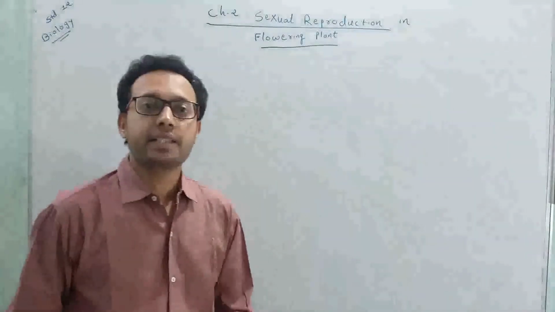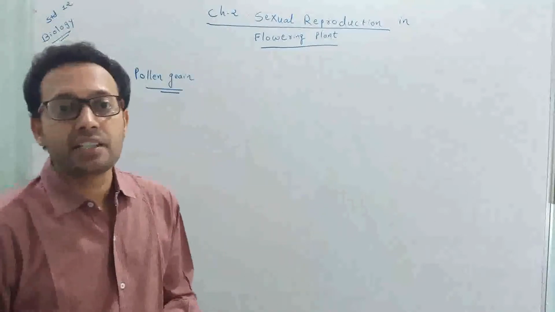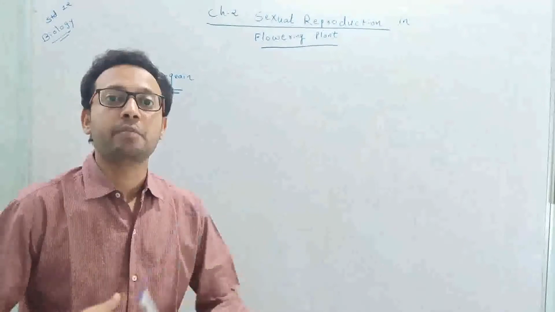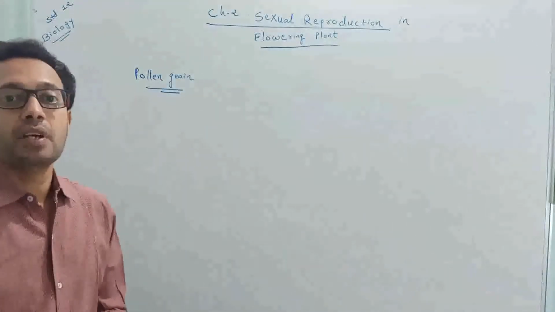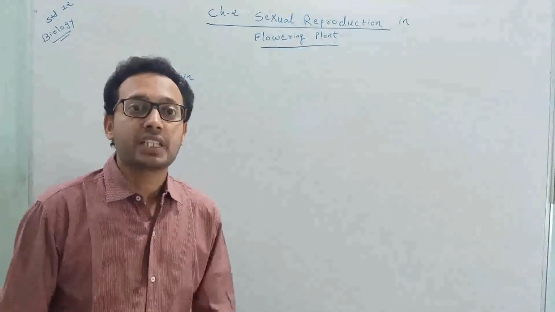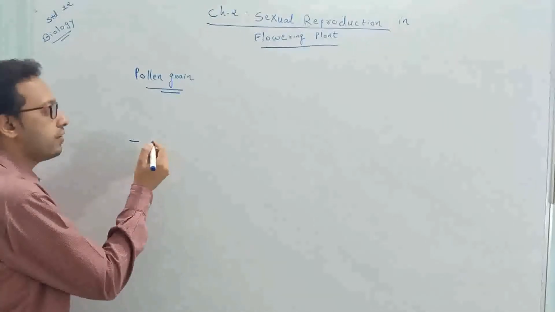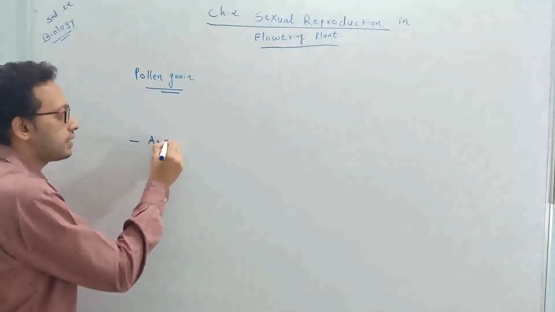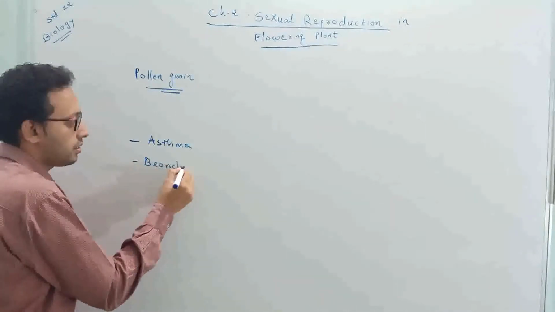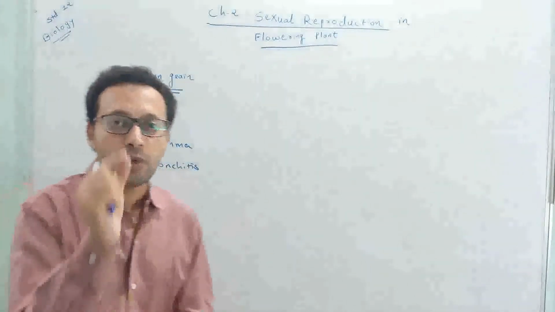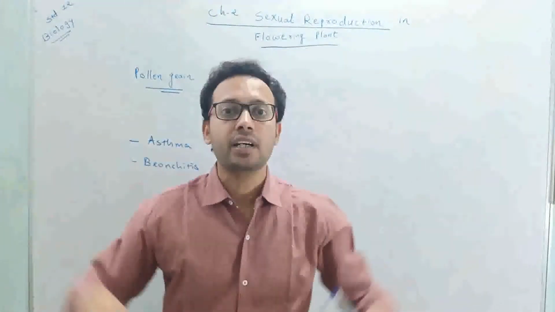So what are the other characteristics of a pollen grain? Pollen grain might cause allergy to an individual who is susceptible to it. It may cause some respiratory disorders if continuously exposed. It may have a chance to develop respiratory disorders like asthma and bronchitis. This may happen because they are small in size, 25 to 50 micrometer. They remain suspended in the atmosphere.